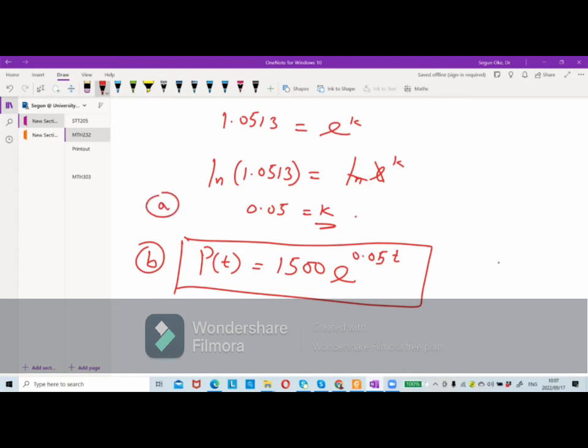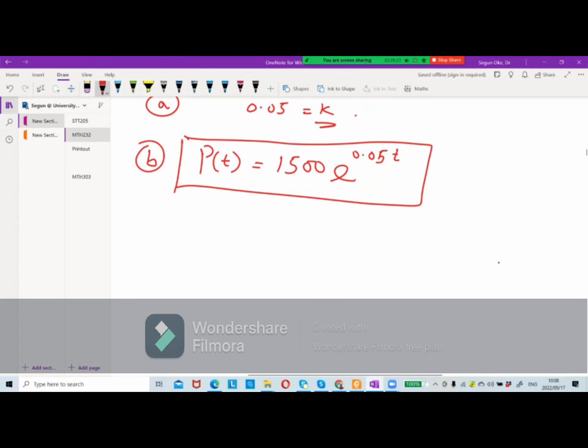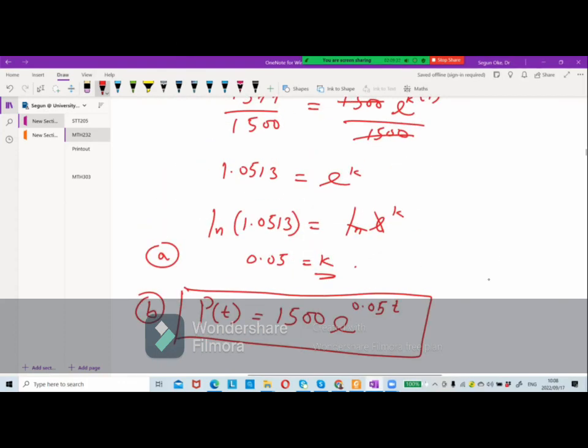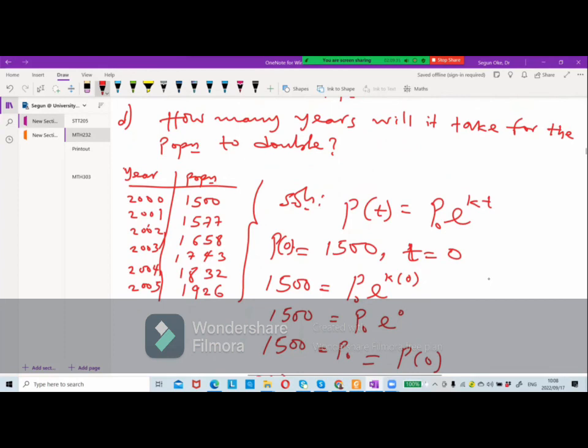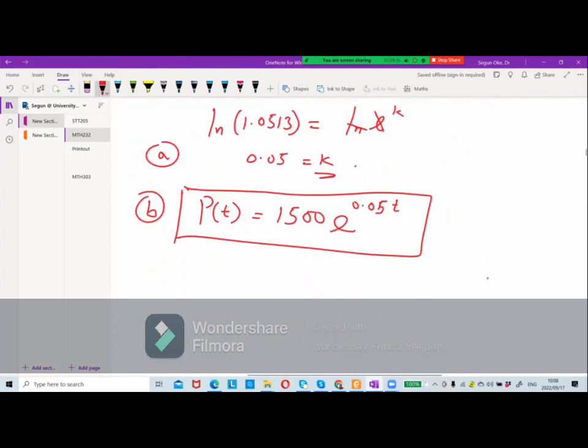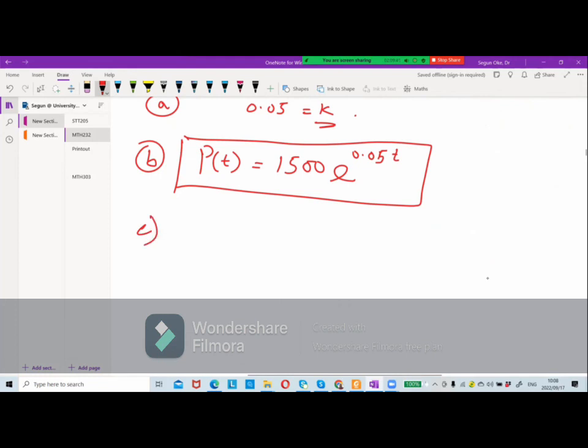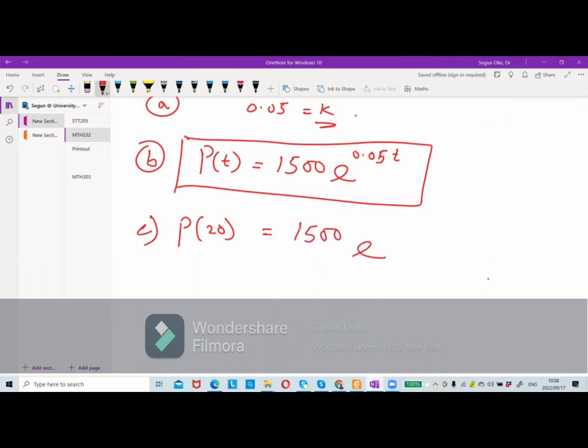So the next thing we need to do is to estimate the population in year 2020. According to the table, 2020 will be in 20 years, right? Hello? Yes, sir. Thank you. So if you have P of 20, what do you have? Somebody should multiply it and give us the final answer. That's your answer here.